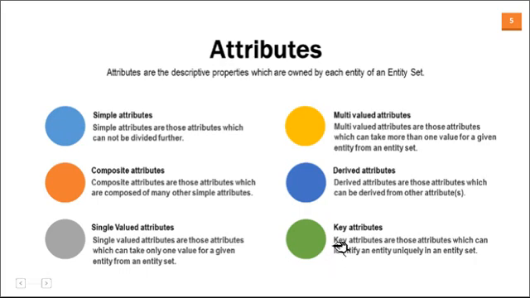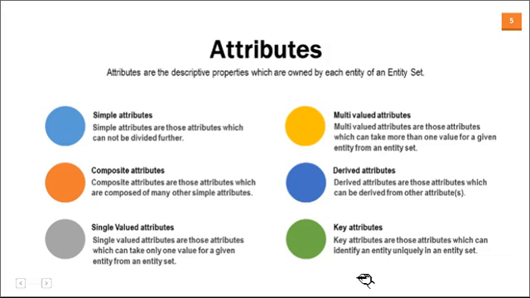Simple attributes are those attributes which cannot be further divided. If I say person's name, can it be divided or not? Yes, it can be divided into first name, second name, or first name, middle name, last name, right? So it is not a simple attribute because it can be divided. If I say person's age, I cannot divide it further, so yes, it is my simple attribute.